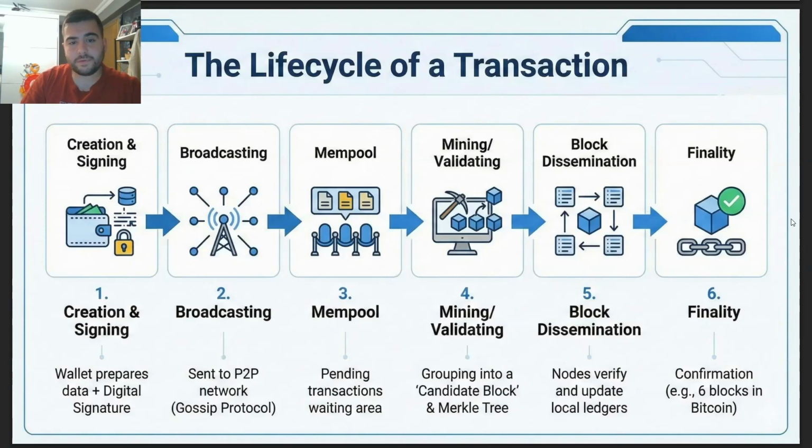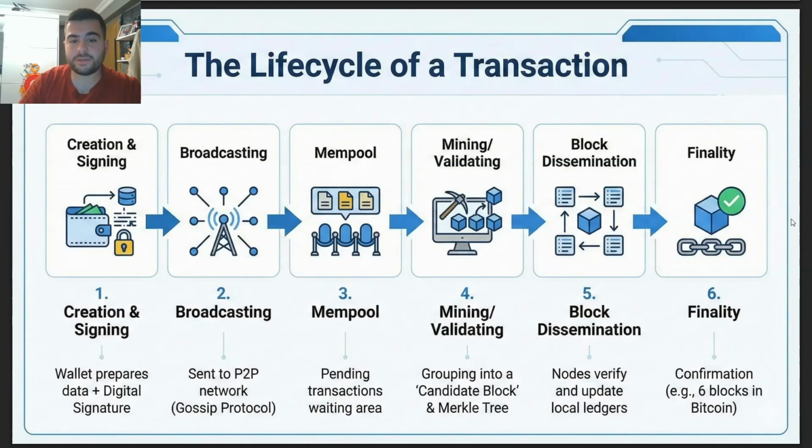And finally, the life cycle of the transaction. Let's look at how money actually moves from party A to party B. It starts with creation and signing. The user's wallet prepares a data package and encrypts it with their private key. This digital signature proves the transaction has not been altered. And next is broadcasting. The transaction is sent to the network, not a central server. Nodes verify it and pass it along using the gossip protocol.